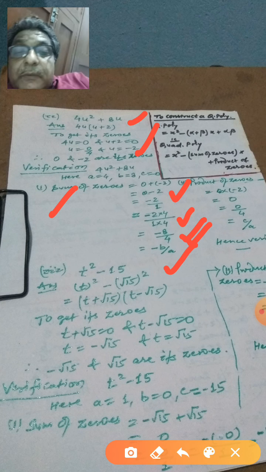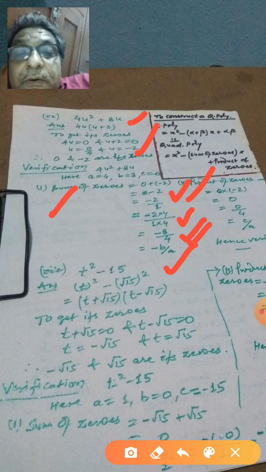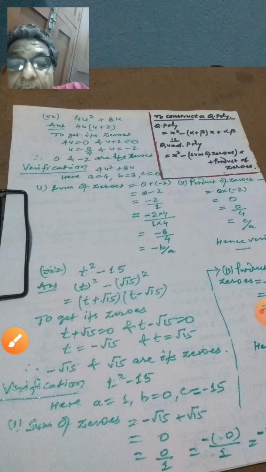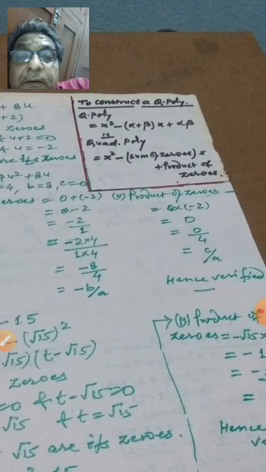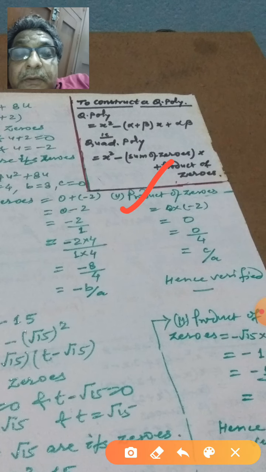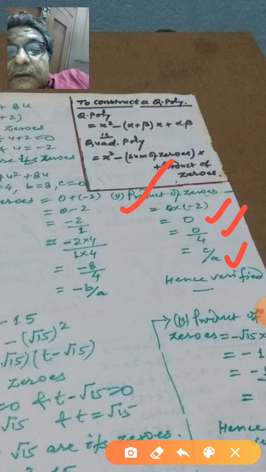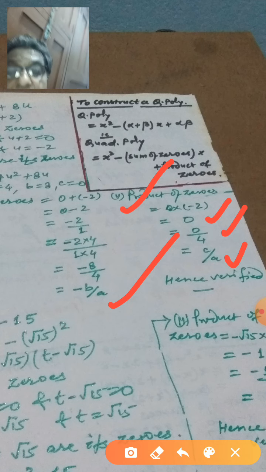Now the second part is product of zeros, that is 0 into minus 2, because our two zeros are 0 and minus 2. So the product of zeros, 0 into minus 2, is 0, and 0 can be written as 0 by 4, which gives us c by a, as c is 0 in this example and a is 4. So in this way the relationship is verified.